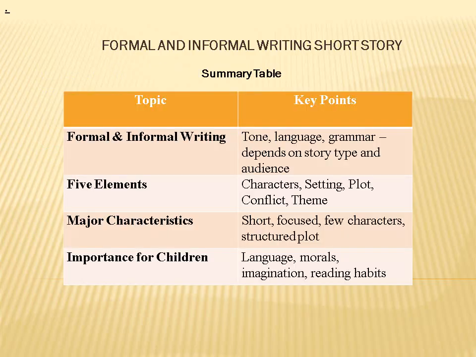Formal and informal writing, short story. Summary table. Topic, key points. Formal and informal writing: tone, language, grammar depend on story type and audience. 5 elements: characters, setting, plot, conflict, theme. Major characteristics: short, focused, few characters, structured plot. Importance for children: language, morals, imagination, reading habits.